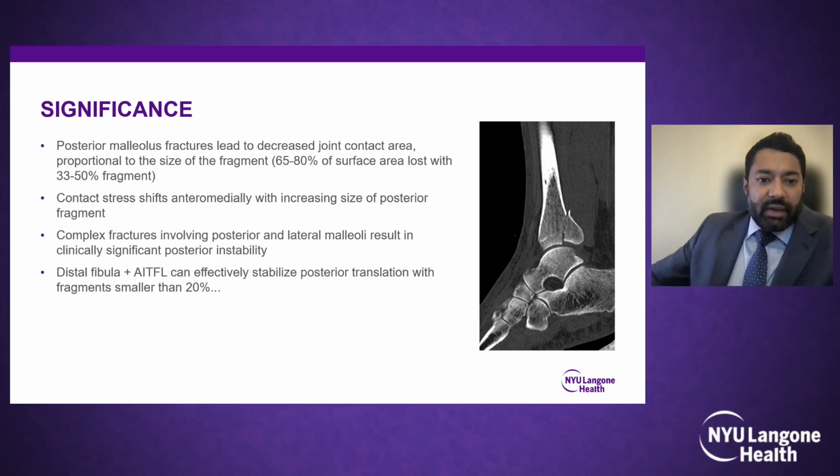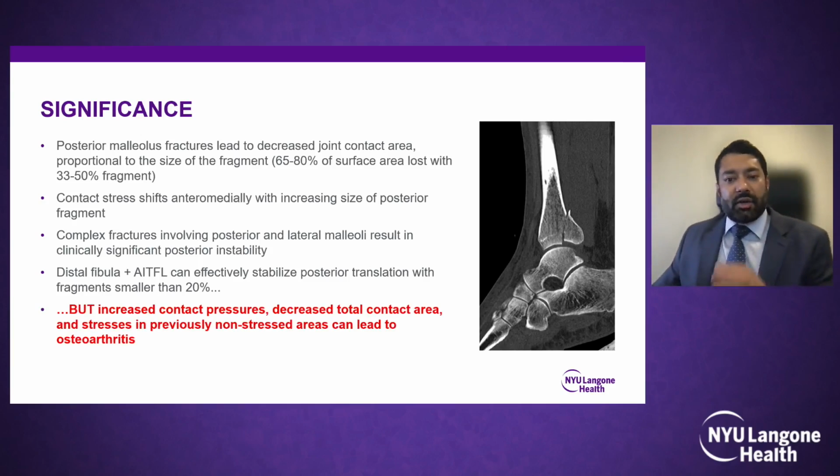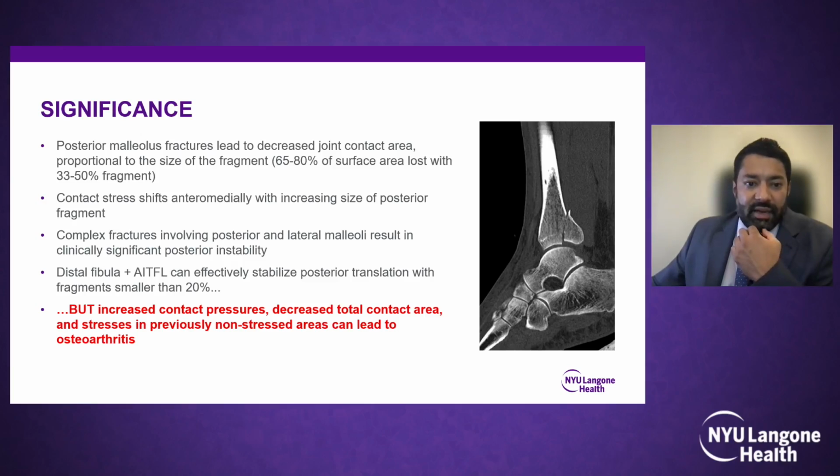It has been shown that in posterior malleolar fragments smaller than 20%, the distal fibula and AITFL can effectively preserve your posterior stability. But there's concern that increased contact pressures and changes in where stresses are applied within the joint can lead to osteoarthritis.